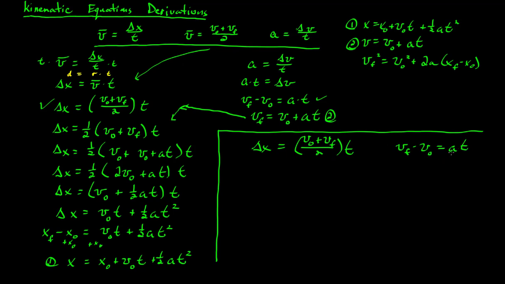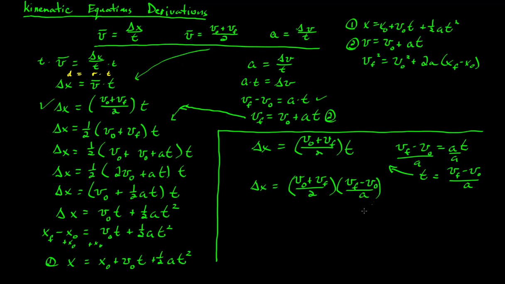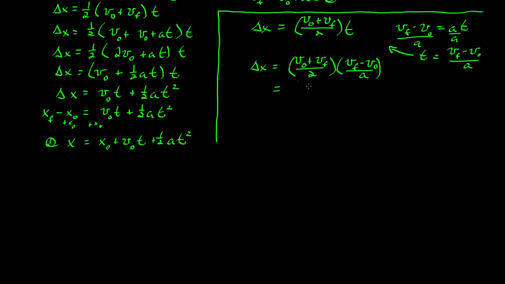So solving for t here, I would just divide by a on both sides. So I get time is equal to vf minus v naught over a. Now we'll take that and plug it in there. So we get the displacement is v naught plus vf over 2 times t. And t is going to be vf minus v naught over a. So we can see that this is just a product of 2 fractions, 2 ratios. And so we can just multiply straight across.